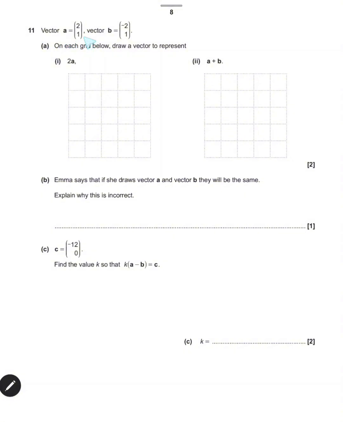So for question 11, we've got 2 vectors, A and B. And these vectors are just movements. This top number is right and left. And the bottom number is up and down. And positive numbers on the top will go right, positive numbers at the bottom will go up. On each grid below, draw a vector to represent 2 A's. Well, A is saying go 2 to the right and 1 up. So starting anywhere, I'm going to go 2 to the right and 1 up and do that once.